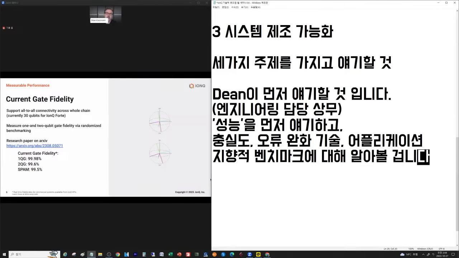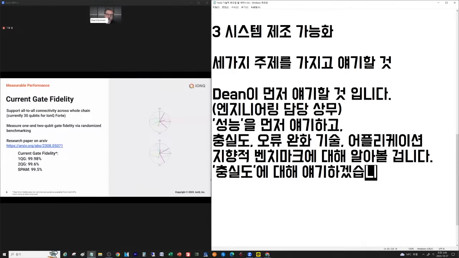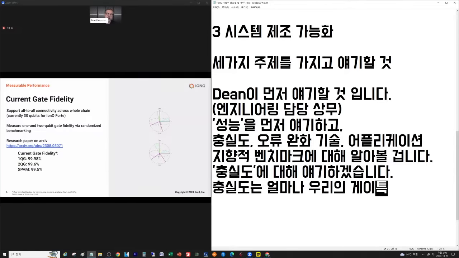I want to first talk about fidelity. Fidelity is a component-level benchmark that measures how good our gates are compared to ideal. A gate fidelity of 1 would indicate a perfect gate.